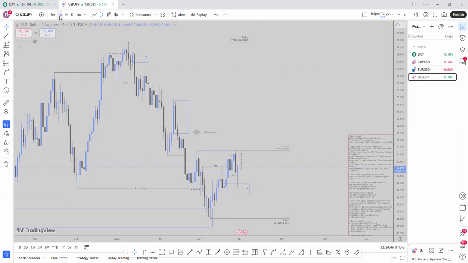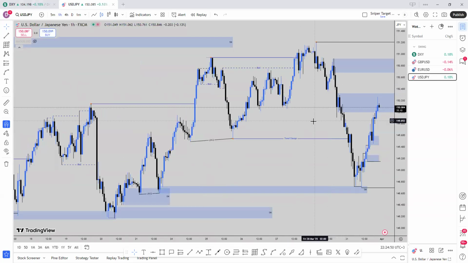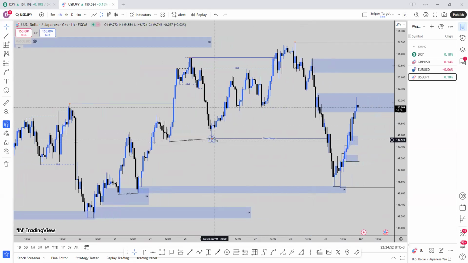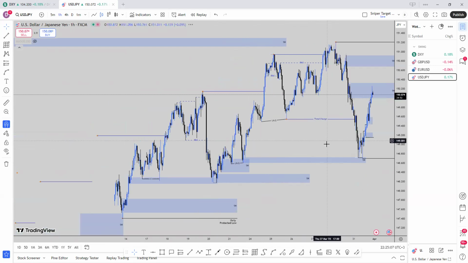So if we move to the 1 hour, let's just see what the 1 hour has. As you can see, we did break the swing structure to the downside, because USDJPY has a very well defined 1 hour swing structure, and we did break that swing structure to the downside.